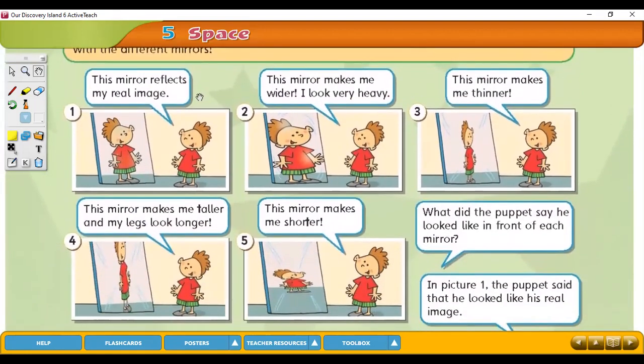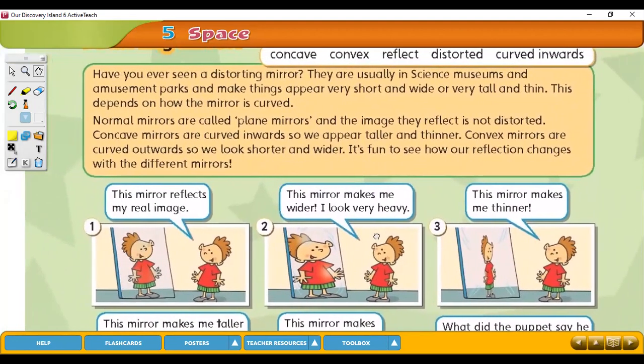In picture number 1, it's a normal reflection. This mirror reflects my real image. So what type of mirror do you think this is? Plain. Yes, this is a plain mirror, a normal one. Number 2, this mirror makes me wider. I look very heavy. So here he looks wider. Which mirror makes you look wider? Yes, the convex mirrors, because they are curved outwards.